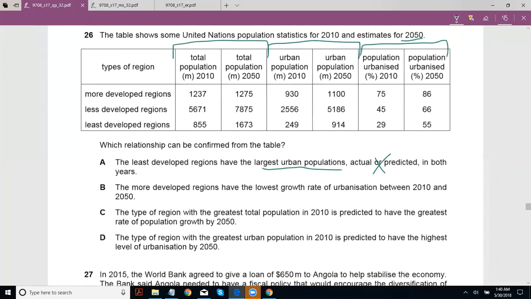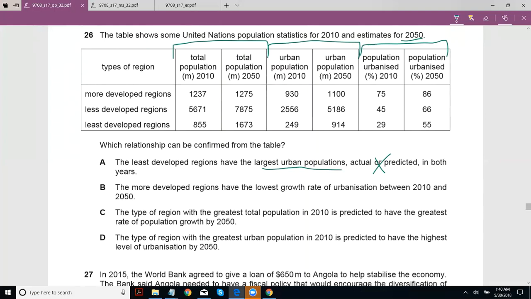So let's look at the least developed regions have the largest urban populations. Well, probably not. Like intuitively, it doesn't make sense. Usually, your least developed regions have a lot of your population living in rural areas.